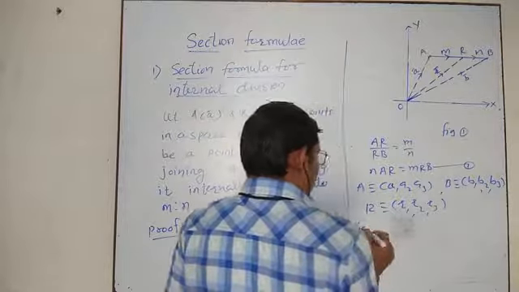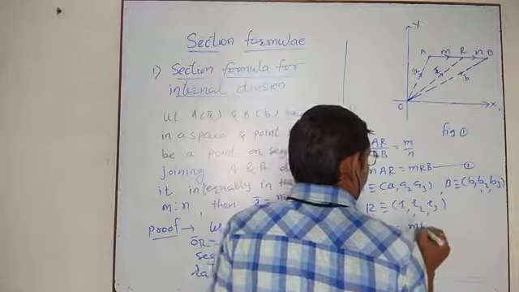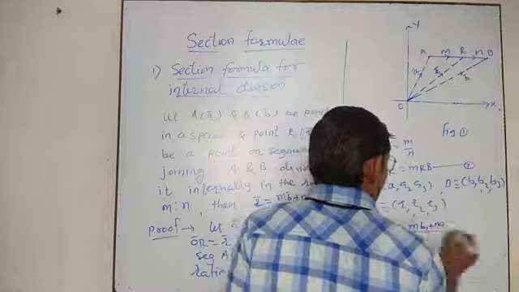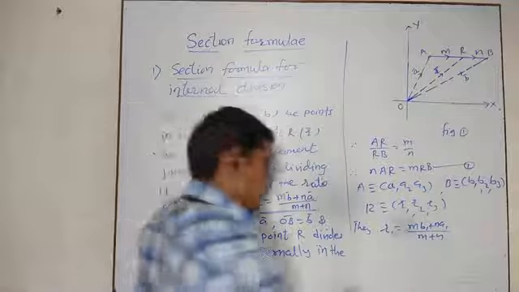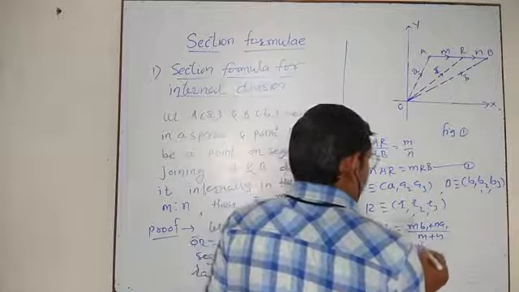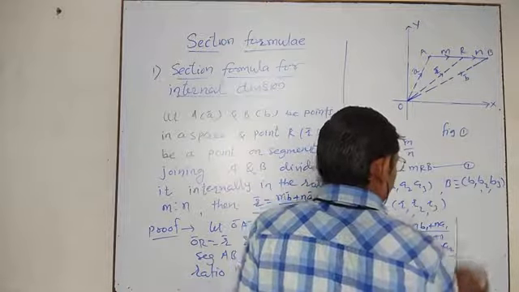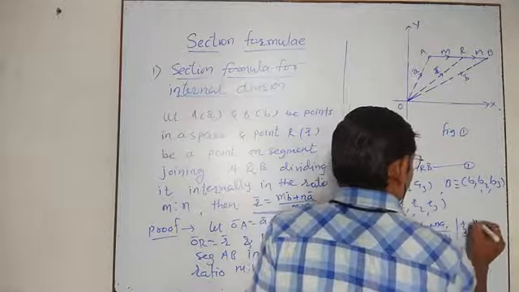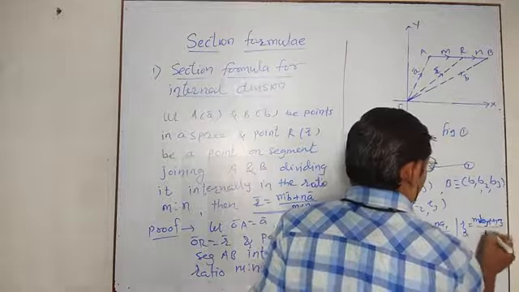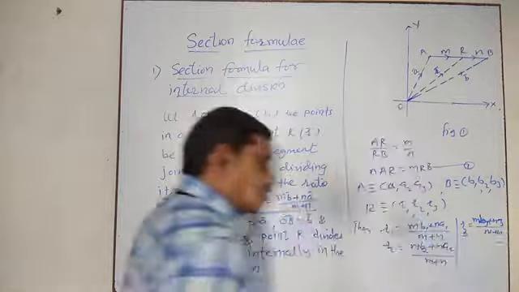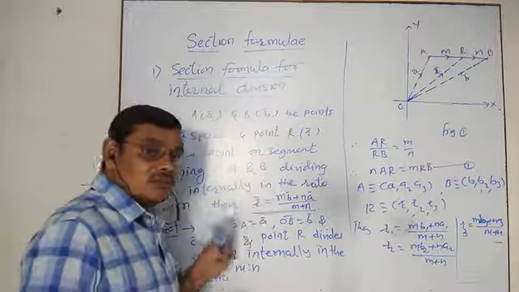Okay, then we find here R1 is equal to M B1 plus N A1 upon M plus N. Okay. Similarly, we find R2 and R3. R2 is equal to M B2 plus N A2 upon M plus N, and R3 is equal to M B3 plus N A3 upon M plus N. So these are the coordinates of the point of division. Okay. So this is about the section formula for internal division.